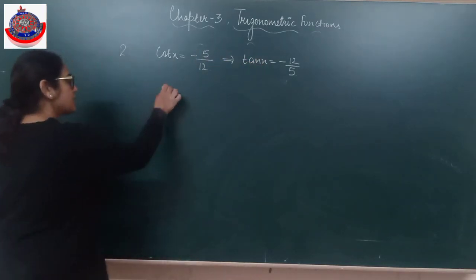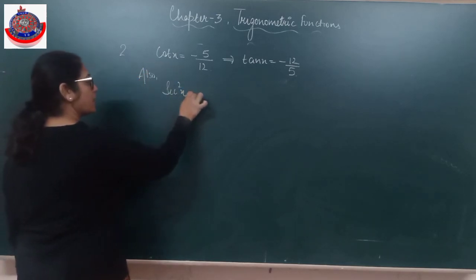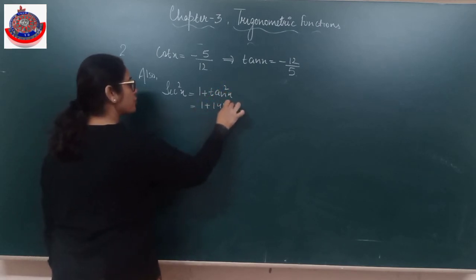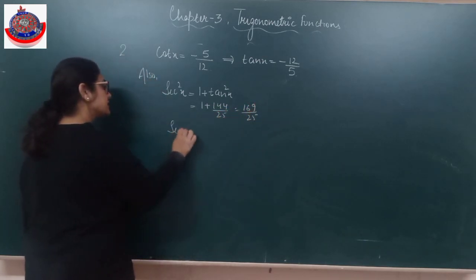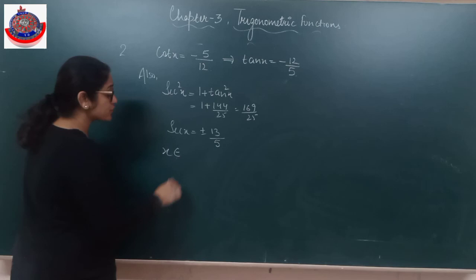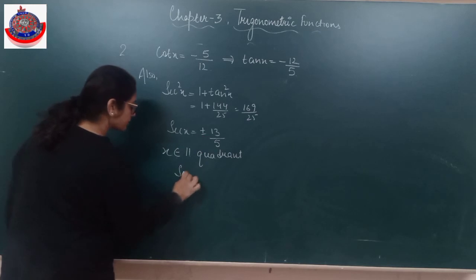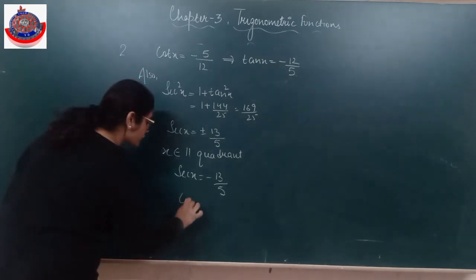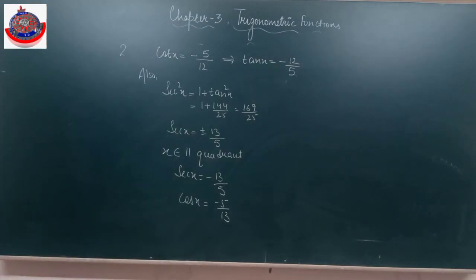Suppose I use tan, so I know that secant square x is 1 plus tan square. So 1 plus 144 by 25 becomes 169 by 25. So secant x is plus minus 13 by 5. Now as x belongs to which quadrant did they say? Second quadrant. In the second quadrant, secant is what? Negative. If this is negative, then cos, which I get from here, will also be negative. Is this clear?